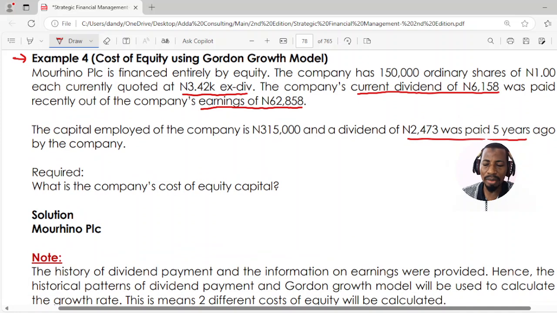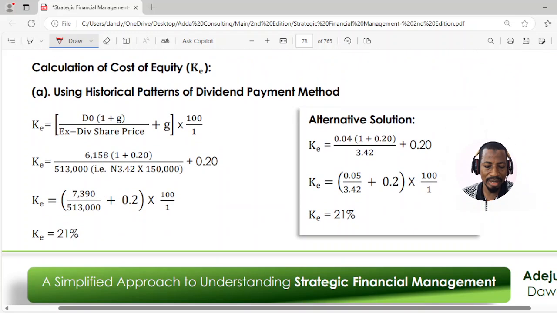So I need to go and do my working first. I will calculate the growth rate using the historical pattern of dividend payment, I will also calculate growth rate using the Gordon growth. So let's go and do that.